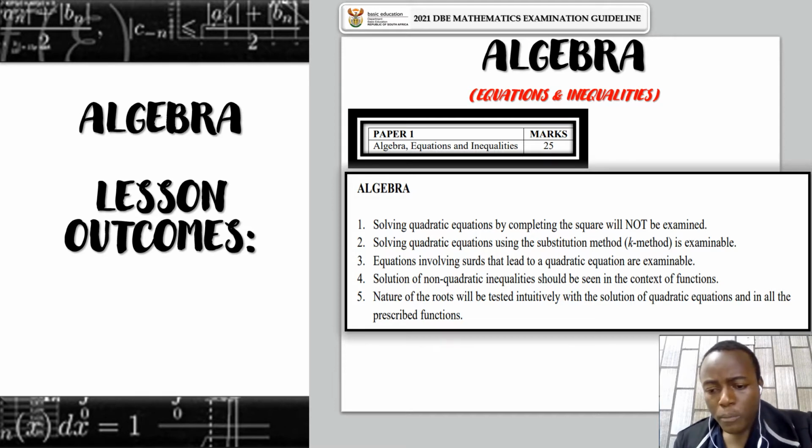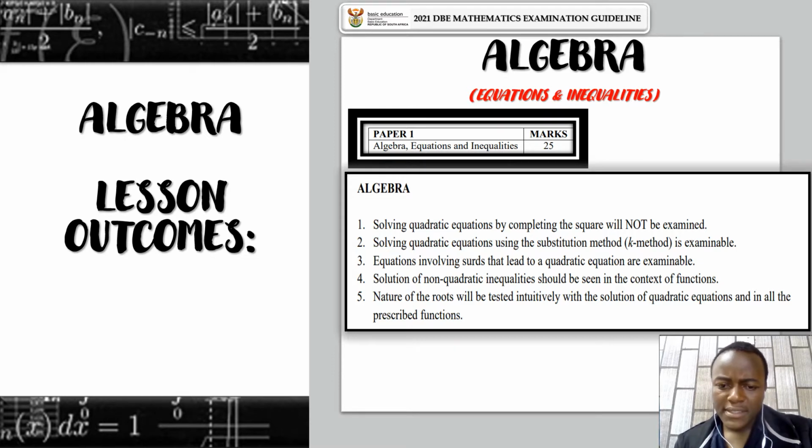Solving equations by completing the square will not be examinable. There won't be any algebra question that will need you to complete the square to solve that equation. And number 2, solving quadratic equation using the substitution method, that is the K method, will be examinable. So we have to also learn that.